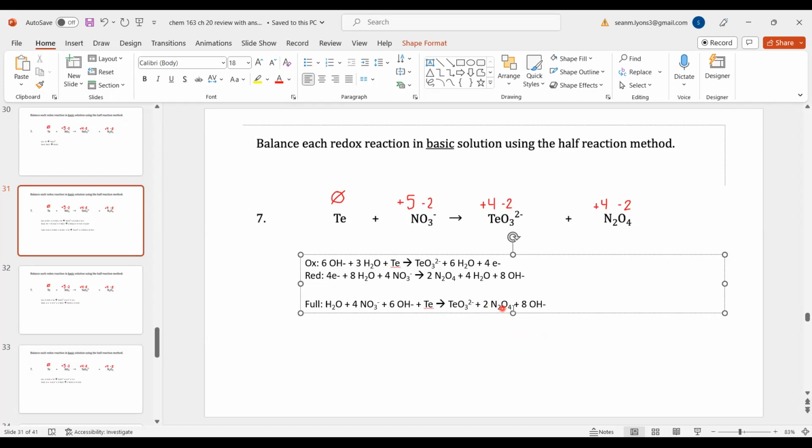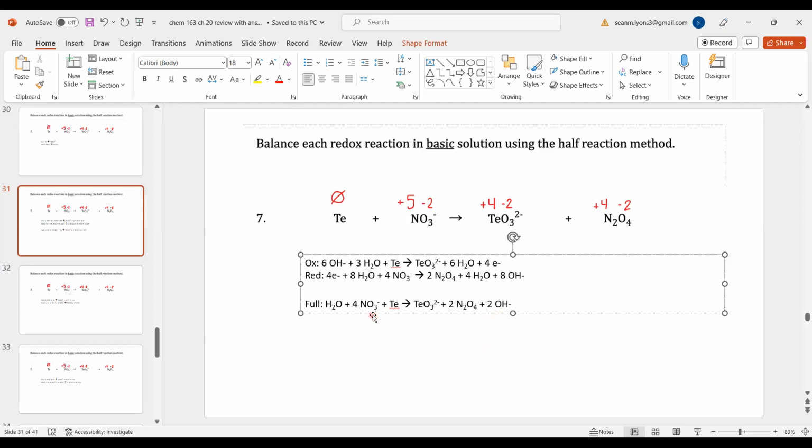And then with the hydroxide, we've got 8 and 6. So we can get rid of all 6 of those, which will cancel out 6 of these 8, leaving us with just 2 there. And then that's all we can cancel.